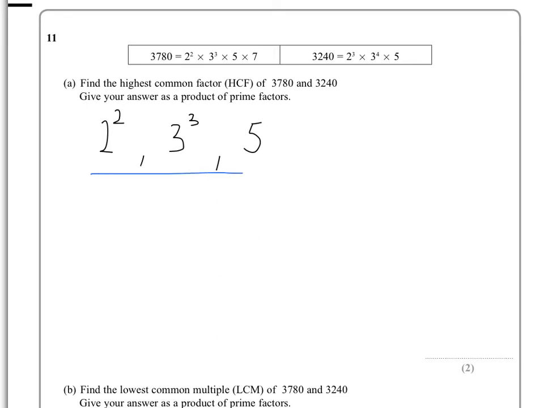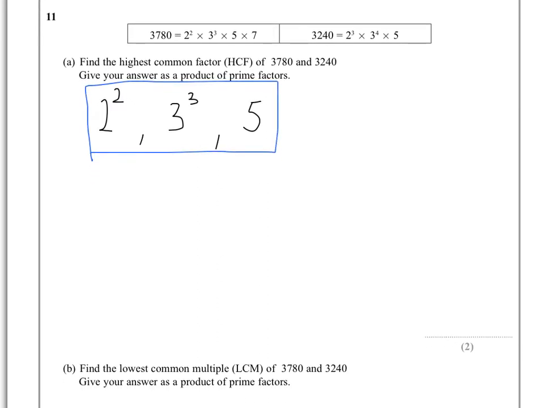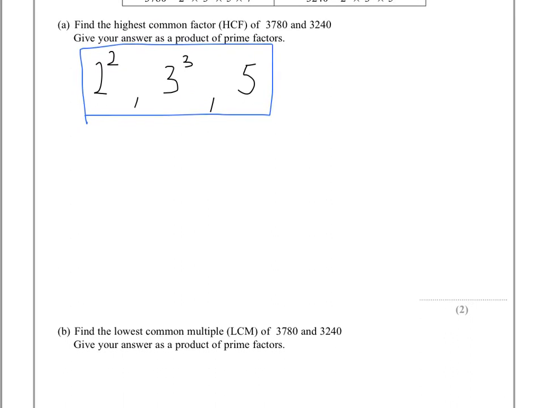So these are the ones that are common in both, and since it says to express it as a product of prime factors, the way that we do that is we say 2 to the power 2 is 2 times 2, and then we've got 3 lots of 3, and then one final 5. And that is as a product of prime factors, because they're all prime numbers.